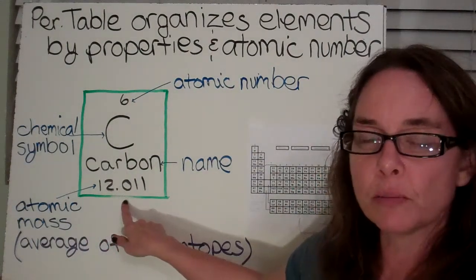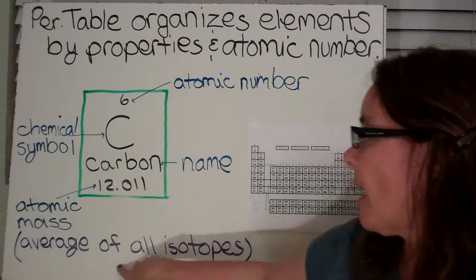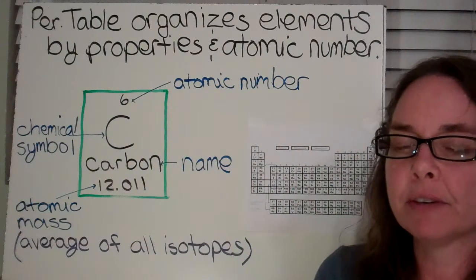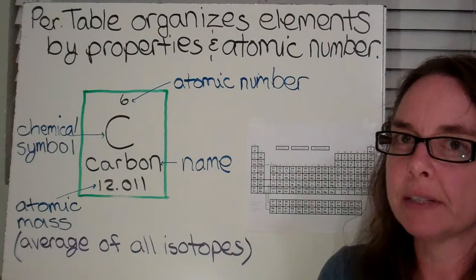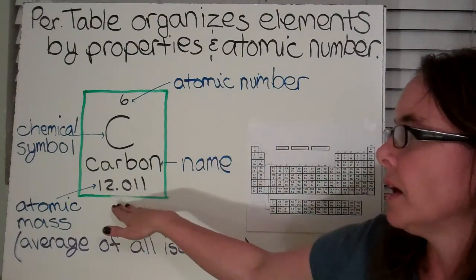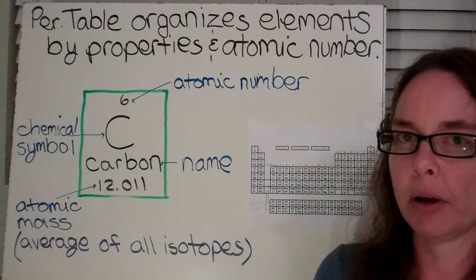This is a decimal number because it's the average of all the isotopes. So remember that elements can have different isotopes, which means they have different numbers of neutrons, and they average all of those together and they get these numbers at the bottom.